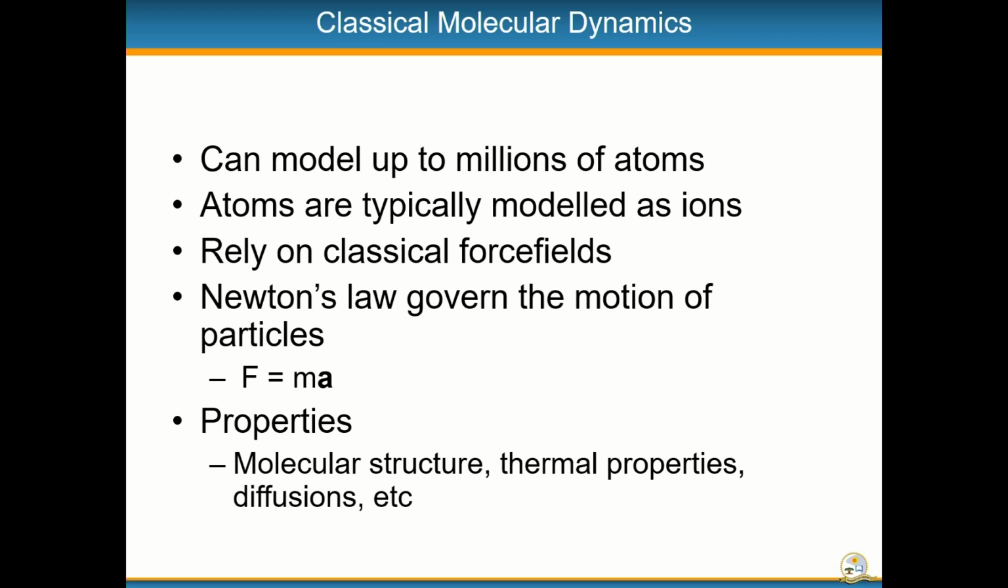So, in classical molecular dynamics, our atoms are typically modeled as charged ions, like cations and anions, and then we rely on classical force fields to model the interaction between the atoms. This scheme also relies on Newton's laws of motion. There are some properties you could get from this, such as molecular structure, thermal properties and diffusion coefficients of atoms.